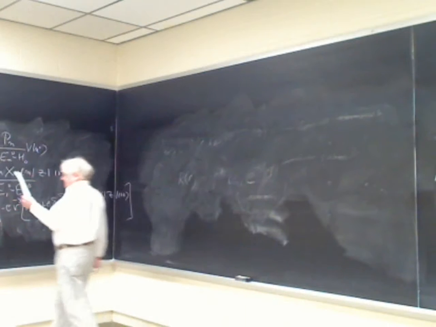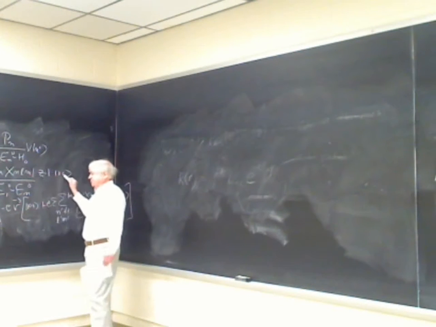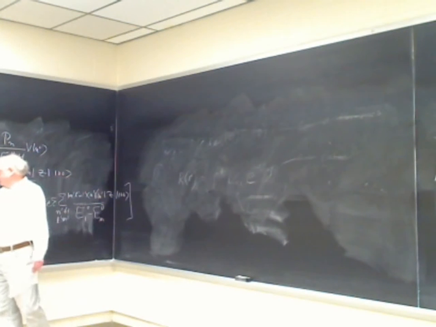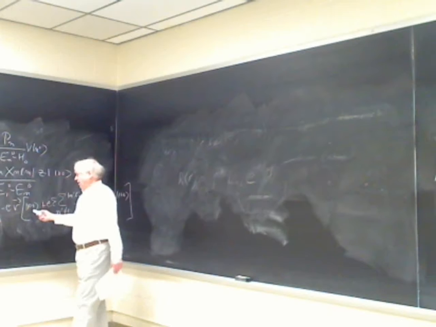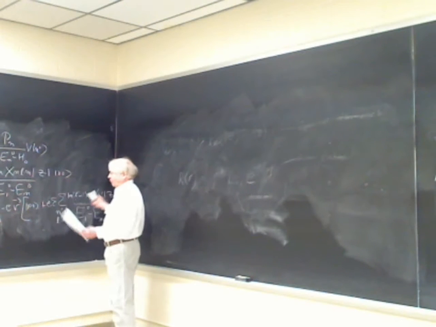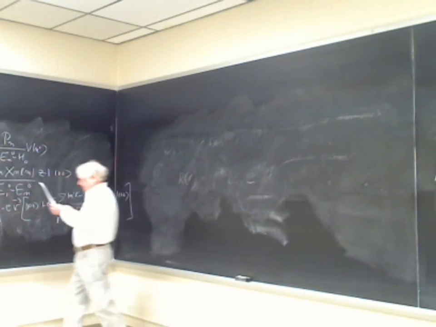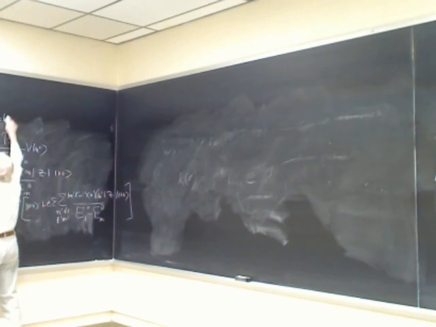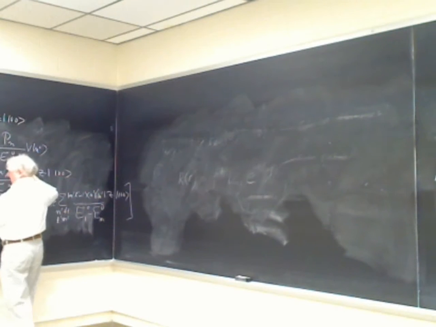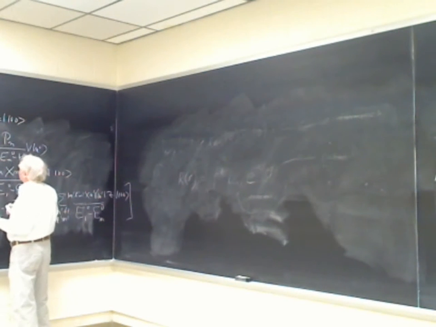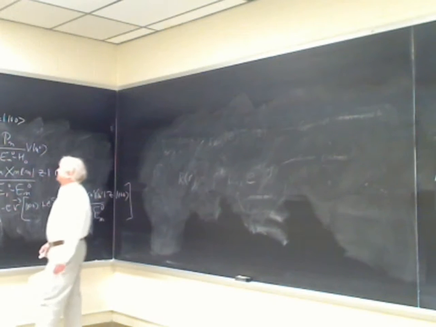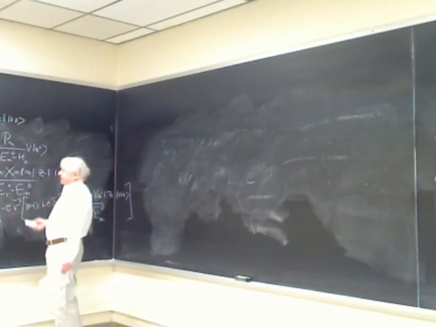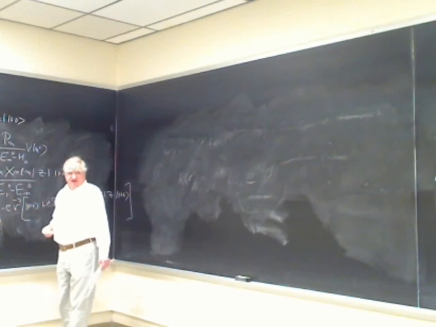So let's look at some of these. We now need to evaluate these matrix elements that occur here. The Z1 and then the R between 100 and NLM. So first of all, NLM Z100, what about this? Well, there are various ways of thinking about it, but let me give you a fundamental way of thinking about it.